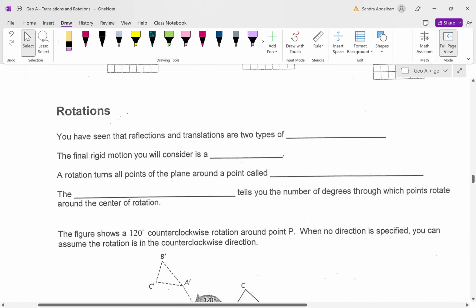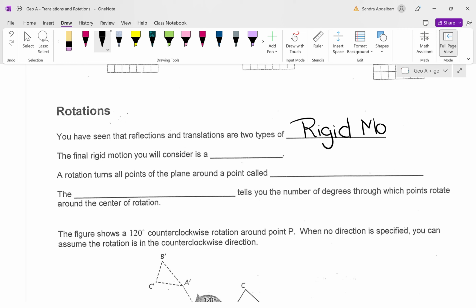Now let's talk about rotations. So we have seen that reflections and translations are 2 types of rigid motion. Can somebody refresh my memory? What does it mean to be a rigid motion? Milo? Good. We preserve distance and angle measurements. So basically your pre-image and your image have to be congruent. The final rigid motion we will consider is a rotation.